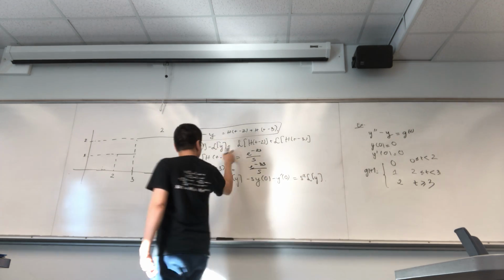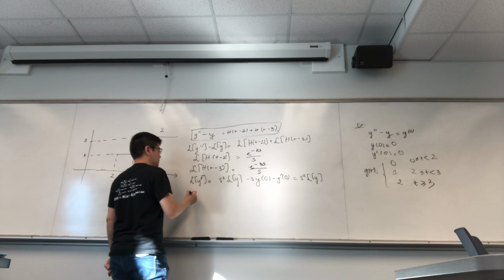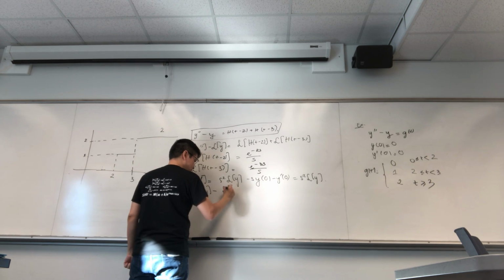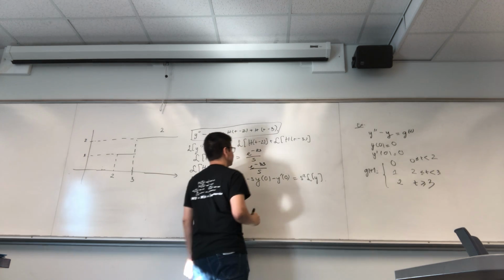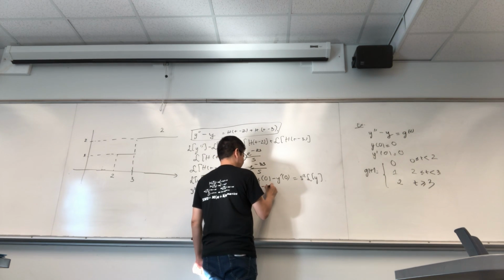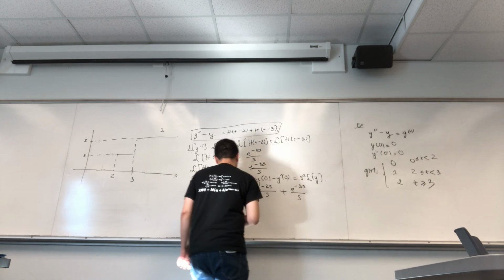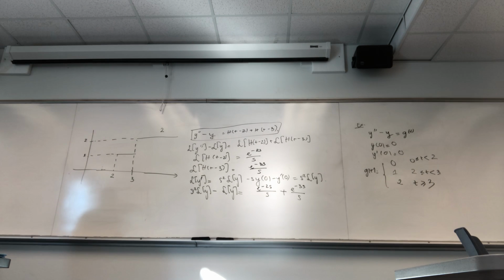Now I put everything into the equation. I have s squared Laplace transform of y minus Laplace transform of y is equal to e to the power minus 2s over s plus e to the power minus 3s over s. All right?